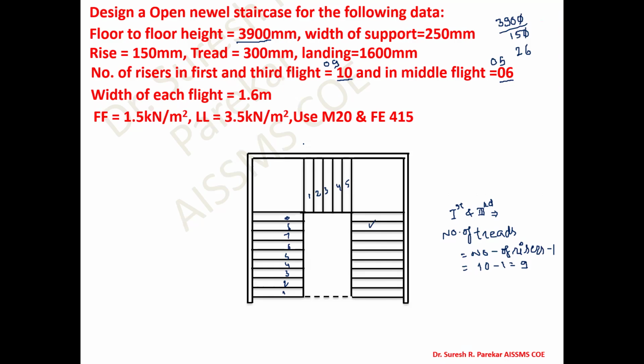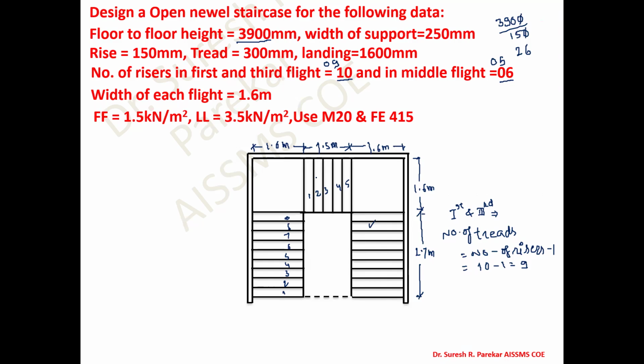So now you can see what will be my effective span. For this middle flight, we have 300 into 5, so we have 1.5 meters. Now the landing width is given as 1.6. Generally, landing and width are provided the same. So in this case, for the first and third flight, we have this as 1.6 meter, and 9 treads, so we have 2.7 meter at the bottom.